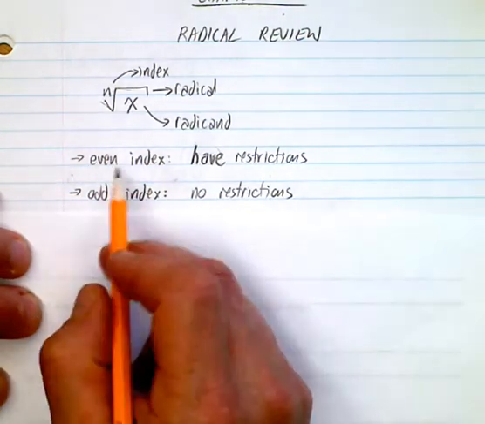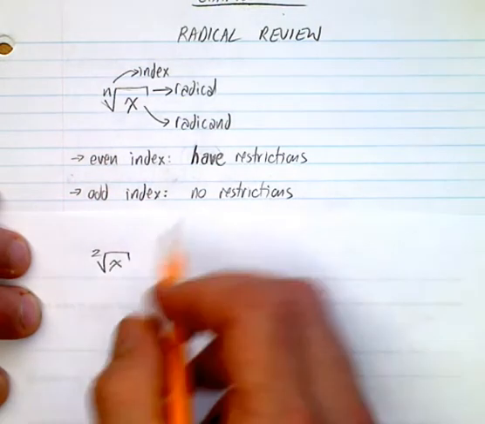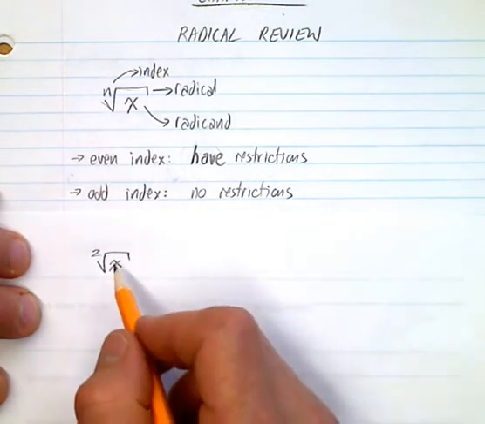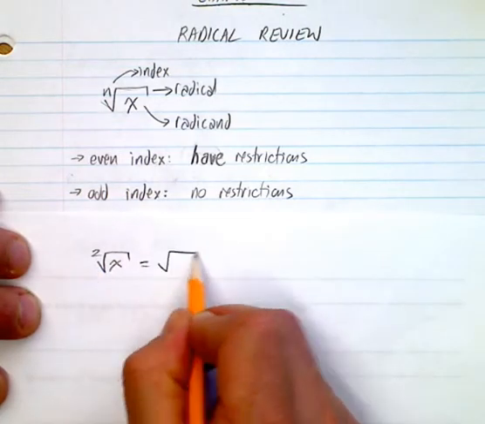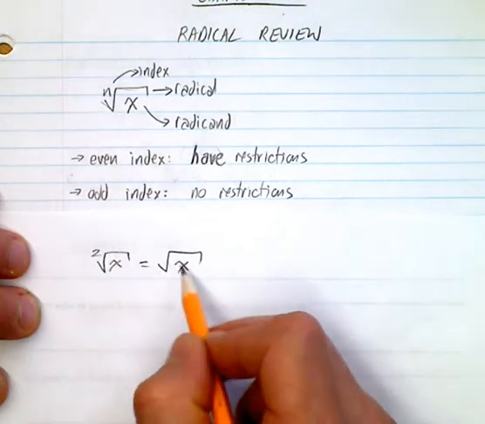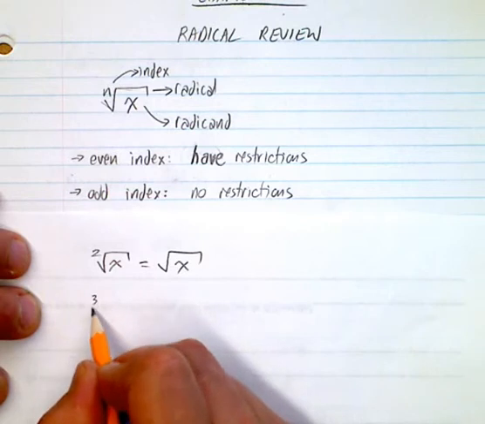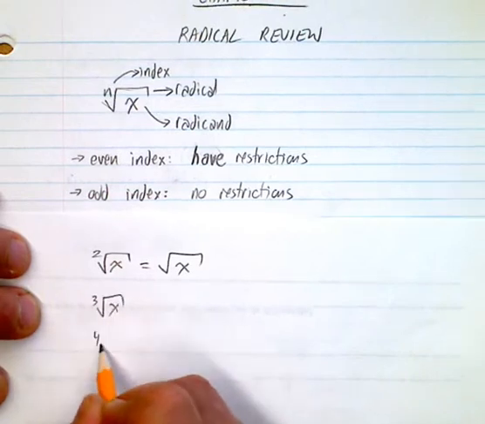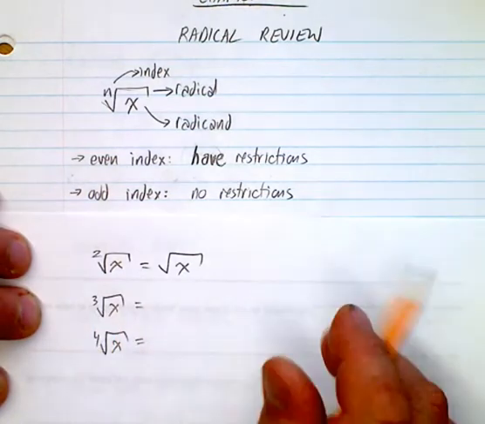So an even index would be something like the square root of x, right? Now, if you have the square root of x, first of all, you don't need that 2 there. It's the same thing as saying just the square root, the radical of x. You could put the 2 there if you want, but you don't need it. As soon as you start getting into cube roots and fourth roots, however, you need to know the index, so we have to put them in there.